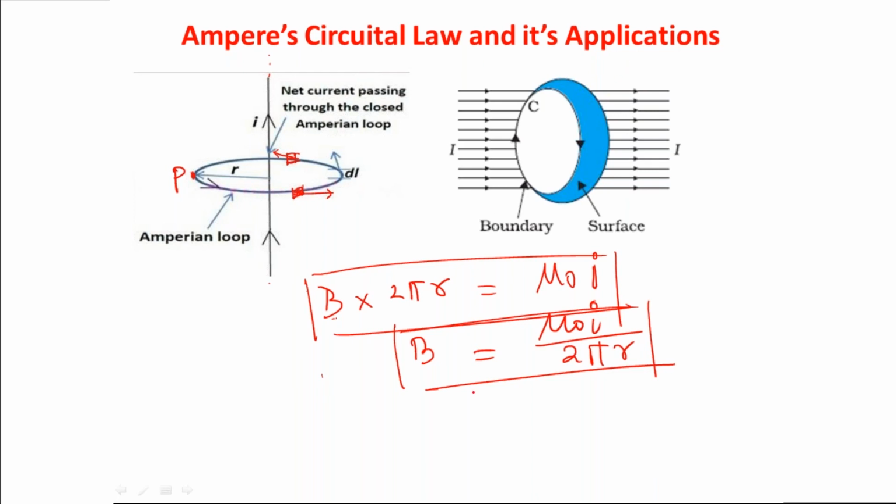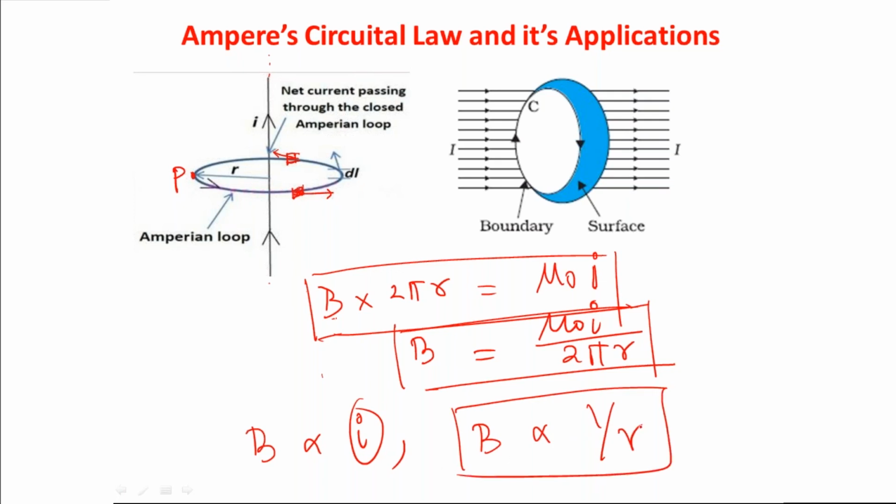In some cases, you will see the application of Ampere's circuital law in the case of a solenoid and a toroid, which we will be doing. Today, I'll try to take at least the first of those, the solenoid. So what you can see from here is that the magnetic field is directly proportional to the current passing through the Amperian loop, and it is inversely proportional to the distance you go away from the wire.